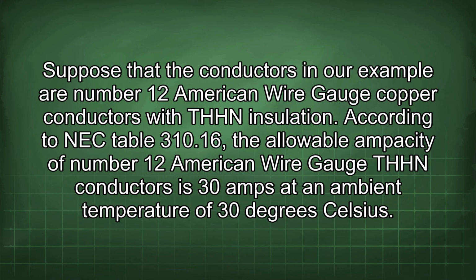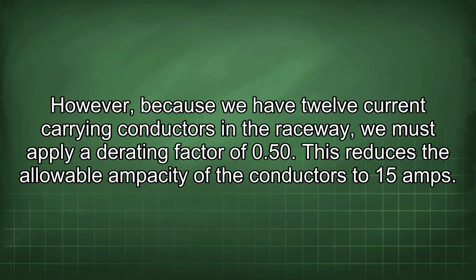Suppose that the conductors in our example are number 12 American wire gauge copper conductors with THHN insulation. According to NEC Table 310.16, the allowable ampacity of number 12 American wire gauge THHN conductors is 30 amps at an ambient temperature of 30 degrees Celsius. However, because we have 12 current carrying conductors in the raceway, we must apply a derating factor of 0.50. This reduces the allowable ampacity of the conductors to 15 amps.